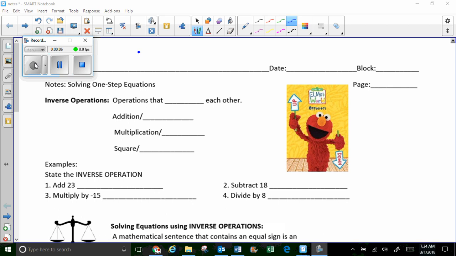This should be page 5 in your math notebook, so you can put a 5 at the top. The objective for today is that students will be able to solve one-step equations and justify the steps.